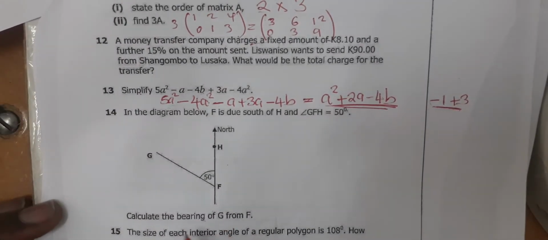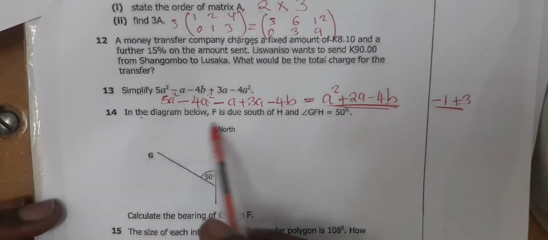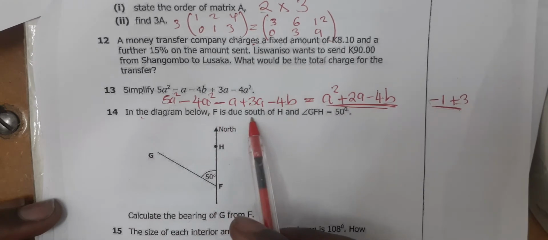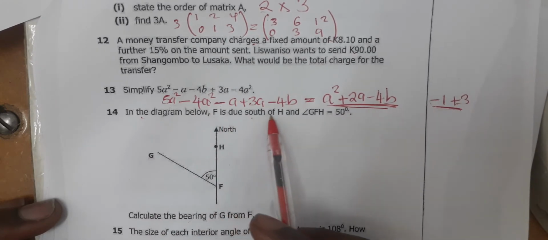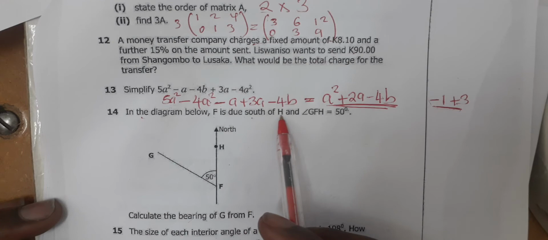Then from here, we look at, in the diagram below, F is due south of H.